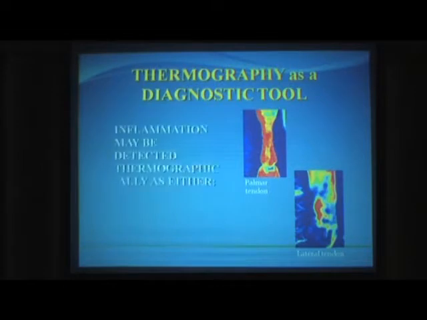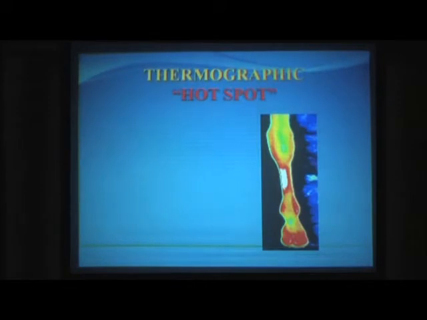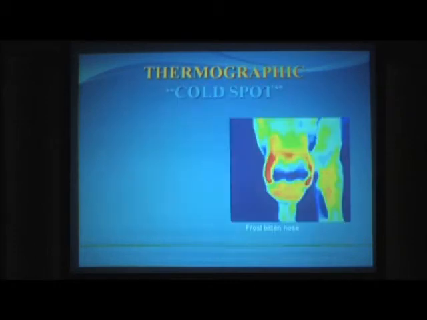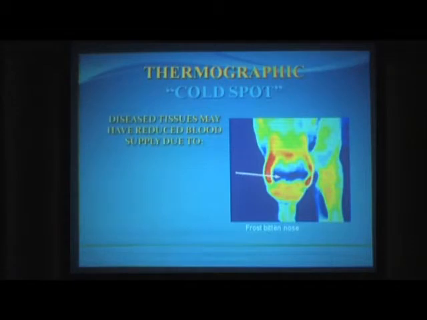Thermography is a diagnostic tool. Inflammation may be detected thermographically as either a hot spot or a cold spot. And you're also looking for major differences in temperature. A hot spot is associated with localized inflammation, generally seen in the skin directly over the injury. This would be a bowed tendon right here. This is a cold spot: diseased tissue that may have reduced blood supply due to swelling. It may be due to thrombosis of the vessels. This is the frostbitten nose on a horse.